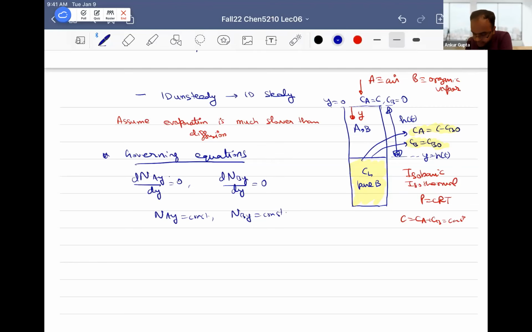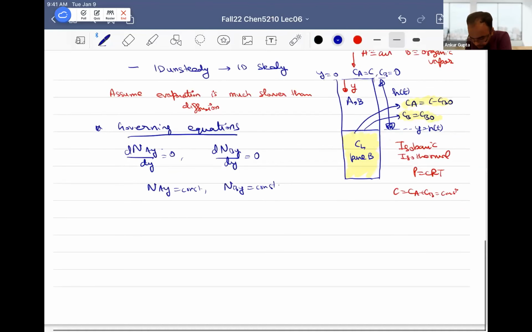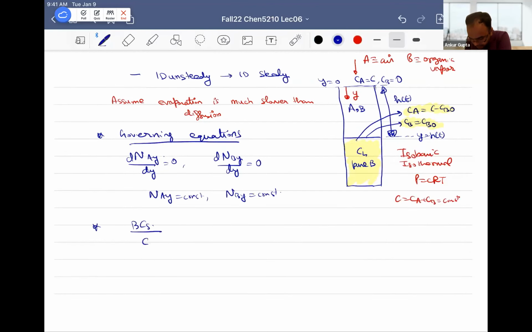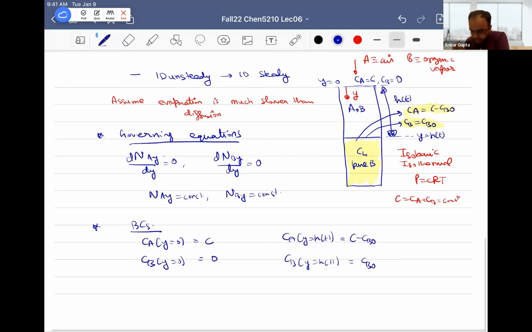The boundary conditions were: Ca at y equal to 0 was C, Cb at y equal to 0 was 0, Ca at y equal to h of t is C minus Cb naught, and Cb at y equal to h of t is equal to Cb naught.